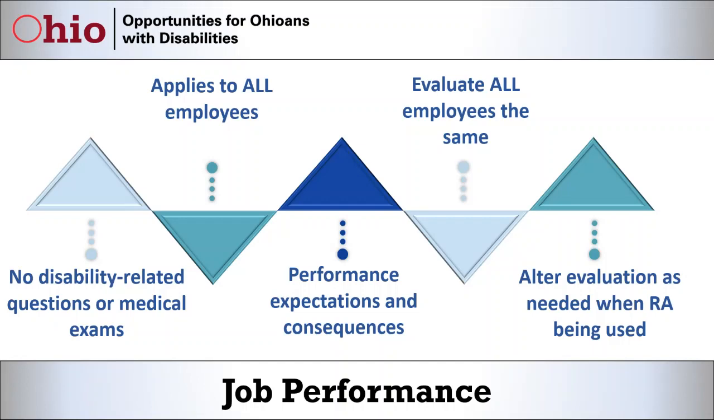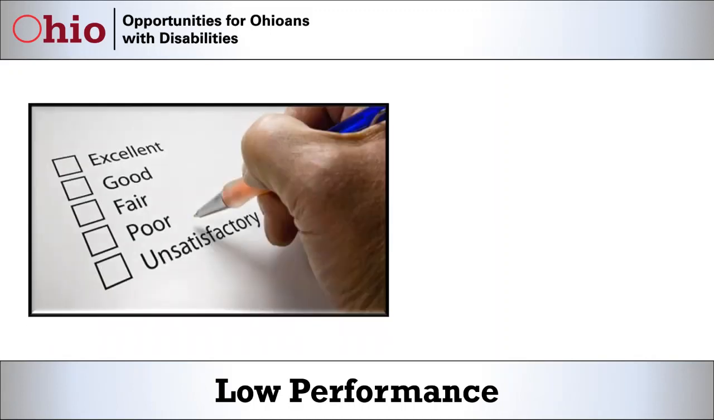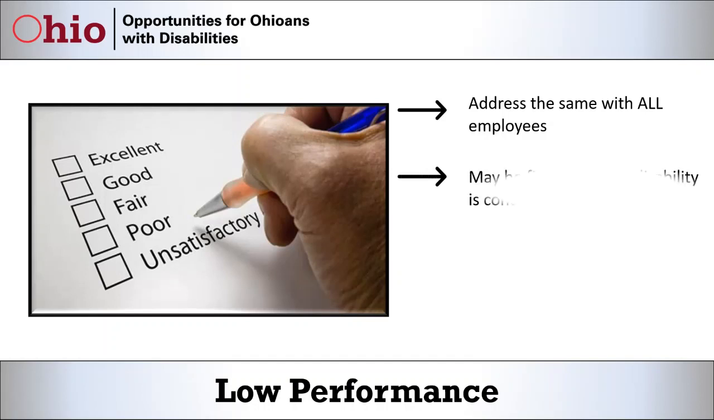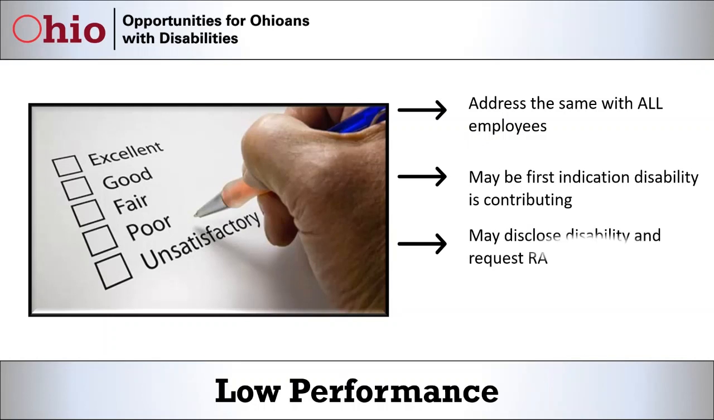So what happens when a performance evaluation reveals low performance? Dustin, low performance should generally be addressed with all employees the same way, including employees with disabilities. It is helpful to know that when an evaluation reveals low performance, it may be the employee's first indication that their disability is contributing to their ability to do the job. So when this occurs, the employee may choose to disclose their disability and may request a reasonable accommodation.